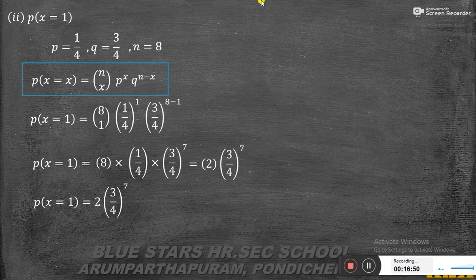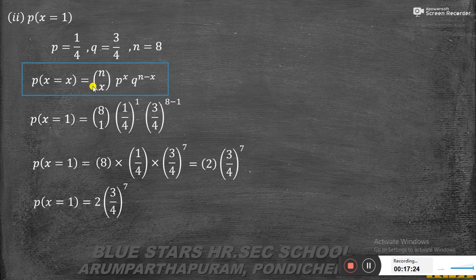Next, see here, probability of x equal to 1. Probability of x equal to 1 means p equal to 1 by 4, q equal to 3 by 4, n equal to 8. This is a binomial distribution. I substitute x equal to 1, so probability of x equal to 1 with n equal to 8. This is the binomial distribution formula because, as you read in the question, given the mean and the variance, we find p of x equal to 0, p of x equal to 1, and probability of x greater than or equal to 1. So now they ask about the probability of x equal to 1.